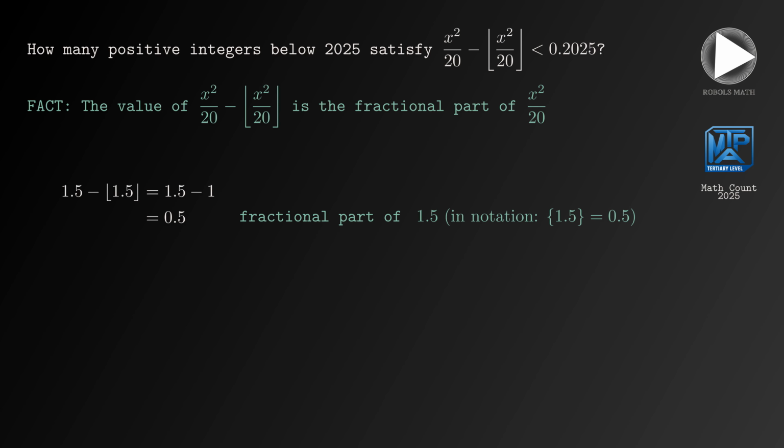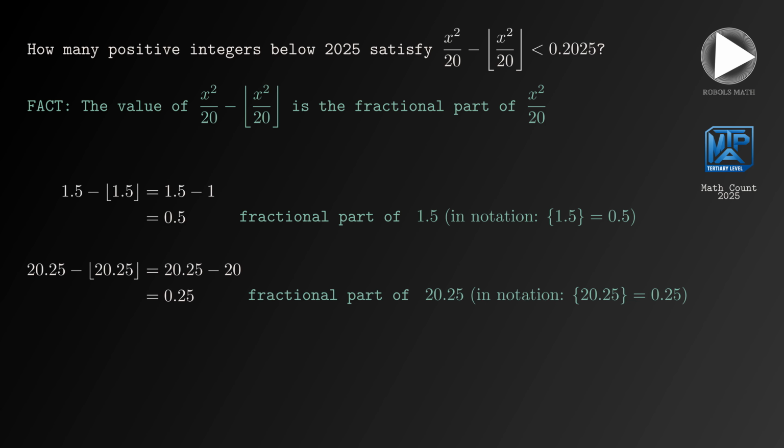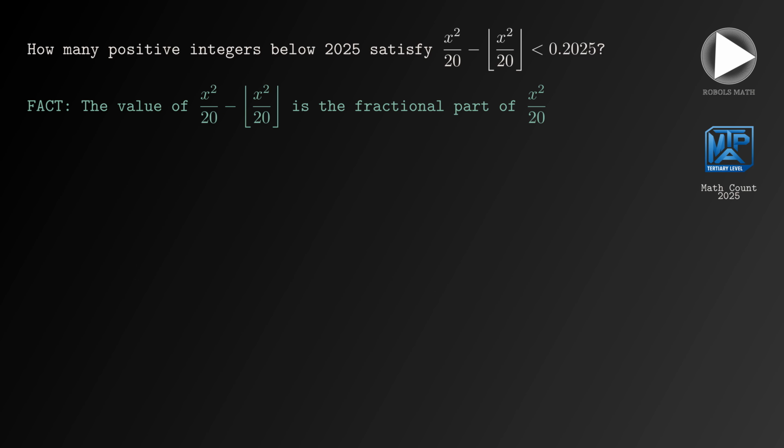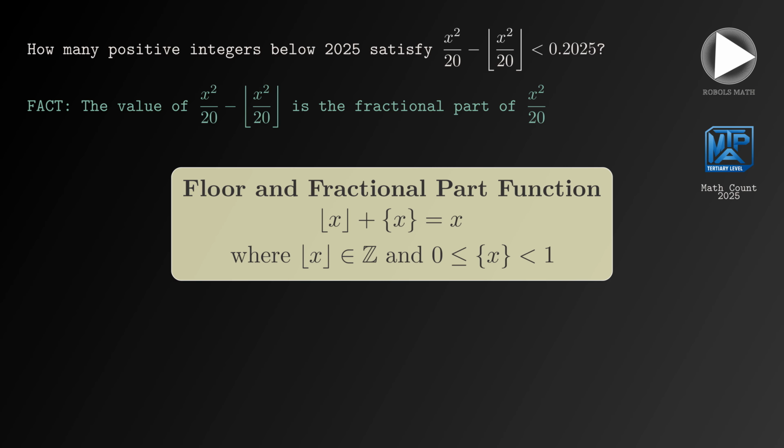Meanwhile, if x squared over 20 is something like 20.25, then its floor is 20, and the difference between 20.25 and 20 is 0.25. And that's again the fractional part of the original number. In general, the definition of the greatest integer function and the fractional part function are tied by the equation floor x plus fractional part of x is equal to x, where the fractional part can take any non-negative value less than 1.